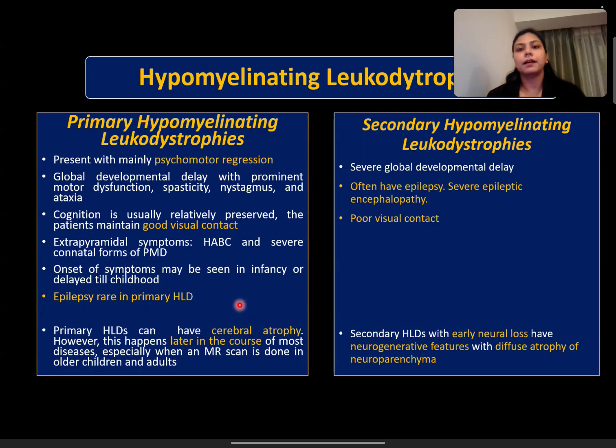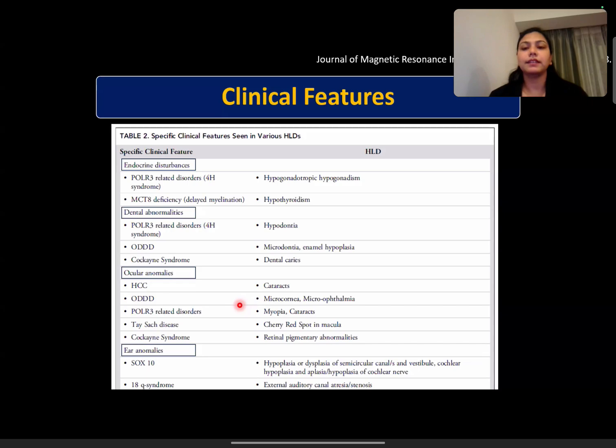And apart from the MR features, apart from the usual clinical features of hypomyelinating leukodystrophies, for example nystagmus and ataxia, there are certain specific clinical features which are clues to specific hypomyelinating leukodystrophies, and we'll discuss each of them as we see the cases.